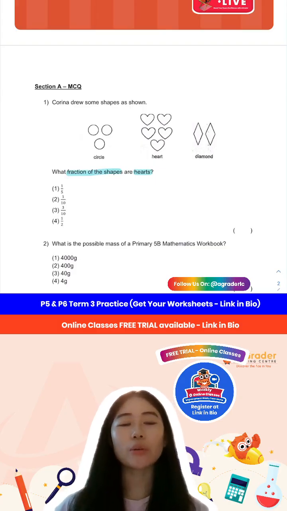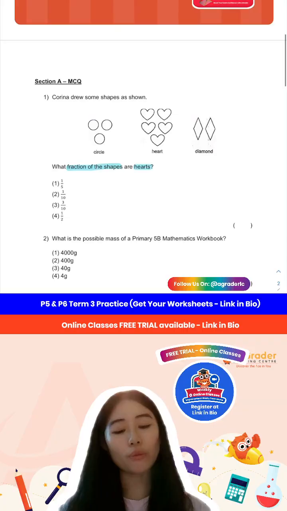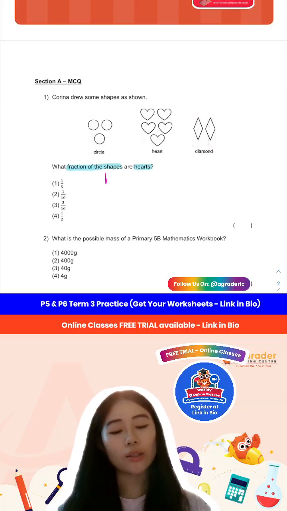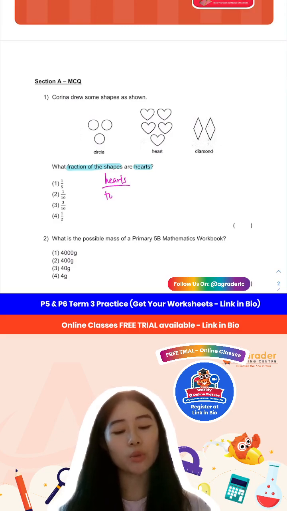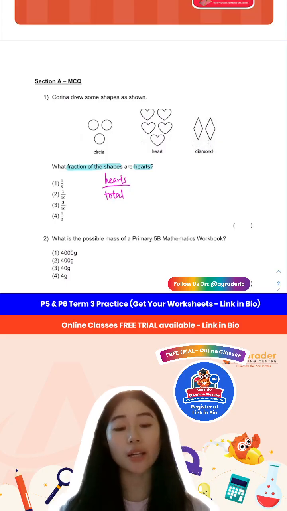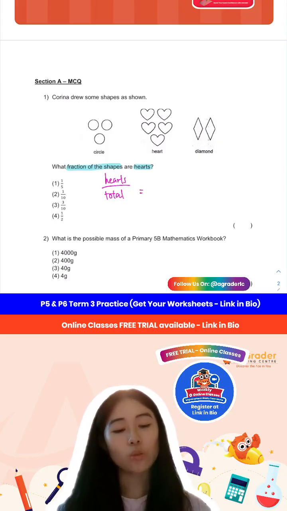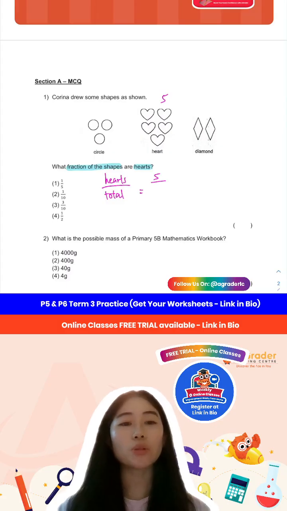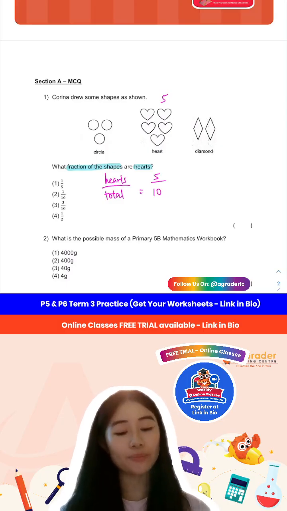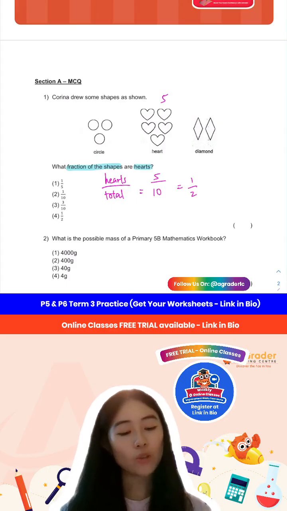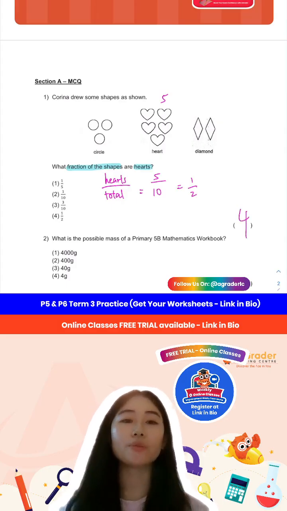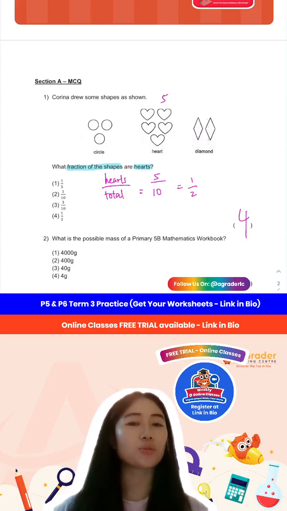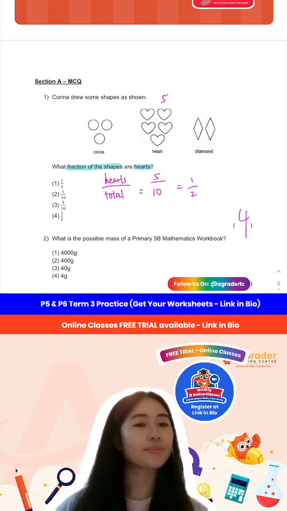Alright, so seems like most of you are done with this question. I see the answers are mostly correct, so let's go through this. They're asking you what fraction are hearts. So hearts should be the numerator. Your denominator will be the total shapes, because there are other shapes, right? So for hearts, you have 5. That's going to be your numerator. The total number of shapes you can go and count, there should be 10. So you get 5 over 10, which you can simplify into half. So based on that, your simplest form is option 4. So all of you got it correct, that's great.